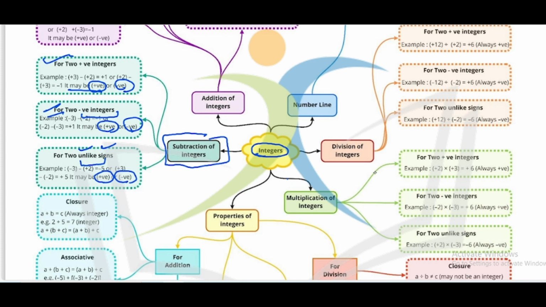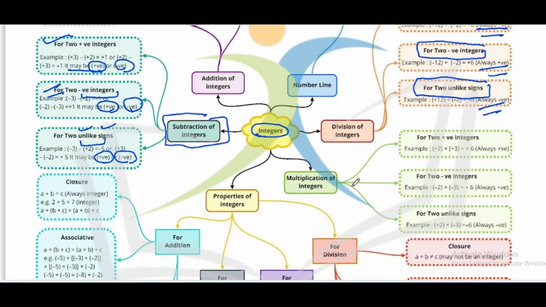Then division of integers. For two positive integers, the quotient is always positive. If we divide two negative integers, then the quotient is always positive. But if we divide two unlike signs, then the quotient is negative.